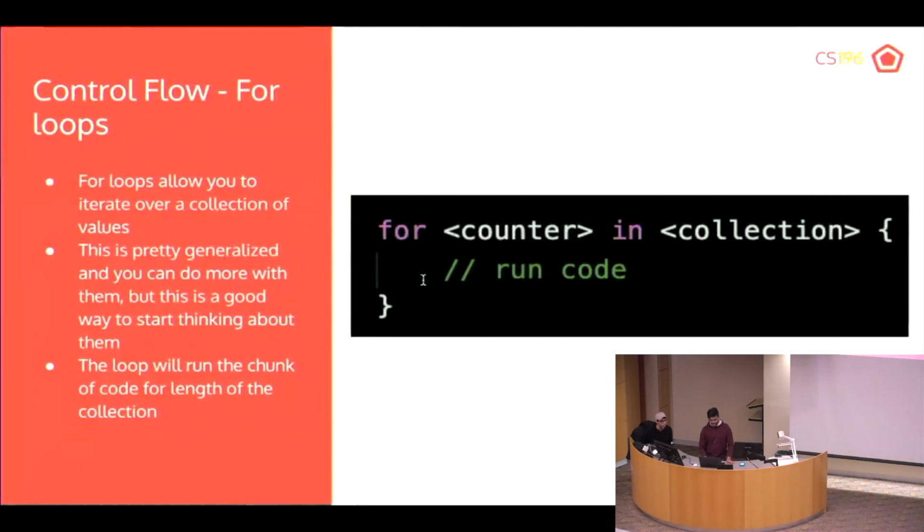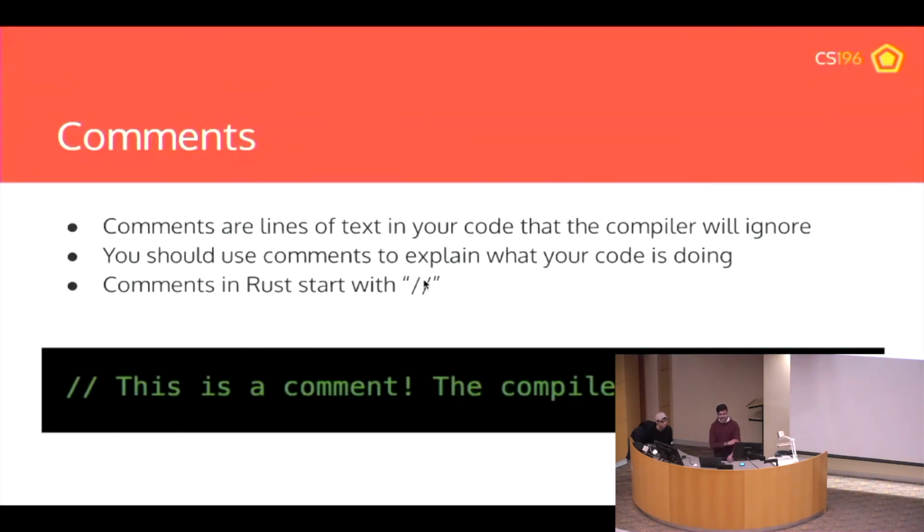Okay. The last thing I want to talk to you about is comments. So comments are lines of text in your code that the compiler will ignore. So you use comments to explain what your code is doing. And that's good for yourself and for other programmers because it's very difficult to look at code on its own and try to understand what it does. So comments are for humans to see what's going on.